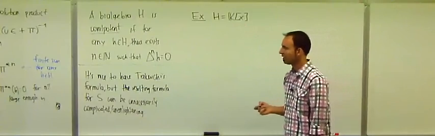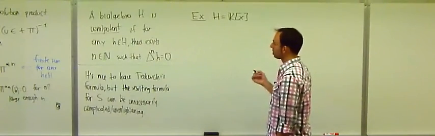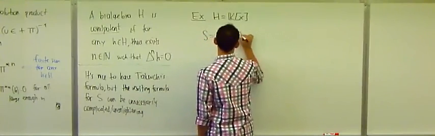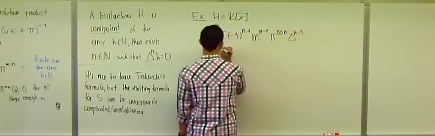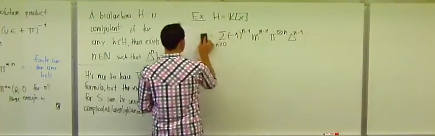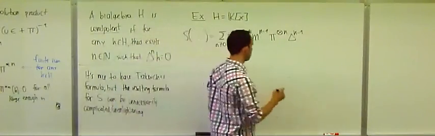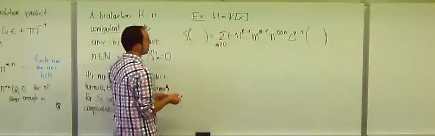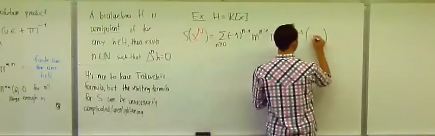Let's try to apply Takeuchi's formula. We're supposed to do this: S is the sum of minus 1 to the n minus 1 and so on. Let's try to evaluate this at something. We need to evaluate the antipode in the whole bialgebra, so we should evaluate it for every basis element. So let's see what happens when we evaluate x to the capital N.